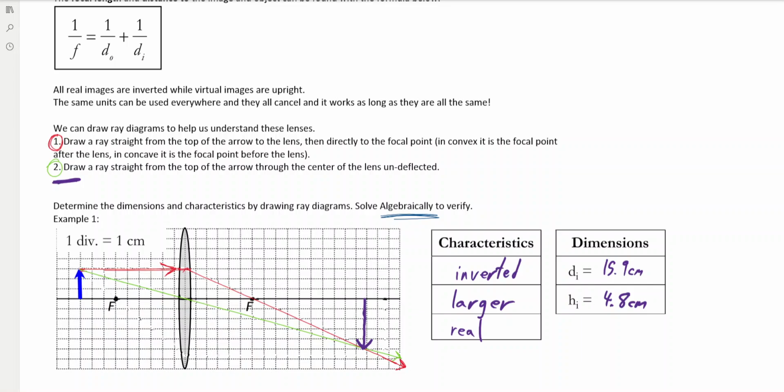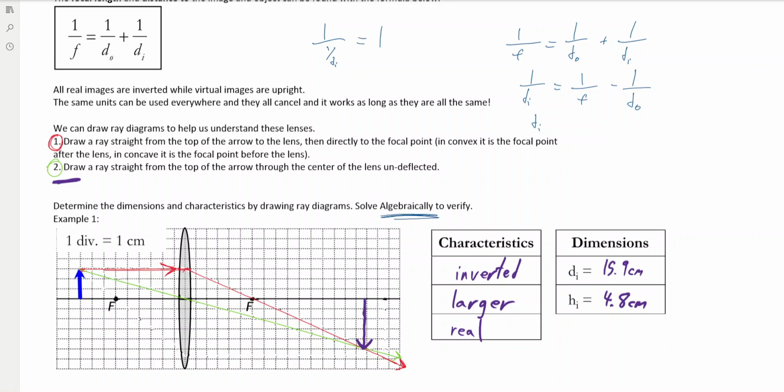We're just going to use this formula, 1 over f equals 1 over dO plus 1 over di. We're going to rearrange this and solve for di. So first of all, 1 over di equals 1 over f minus 1 over dO. Now we're going to flip, i.e. put everything over 1 over everything. So this is going to be di, because 1 over di is what we're getting on the left side.